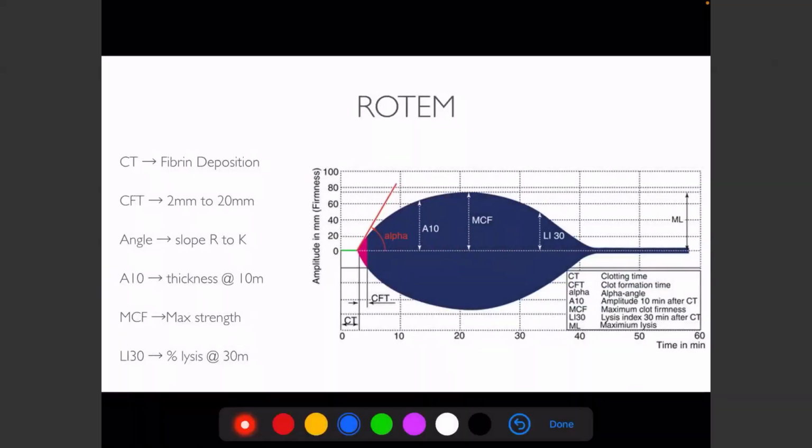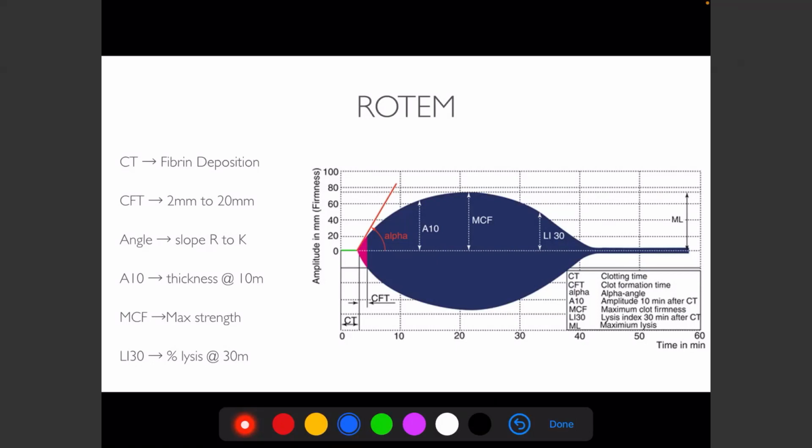So your graph, the values are a little different, but I think they're easier to remember. Your CT, which is that first part right here, is your clotting time. So that's the same thing. It's essentially you get no resistance on the wire, and then all of a sudden you have resistance. So you're getting some fibrin deposition at that point. Your clot formation time is that pink time right there, and that's the same thing. It goes from 2 millimeters thickness up to 20 millimeter thickness of clot. So whatever time it takes to do that is your clot formation time.